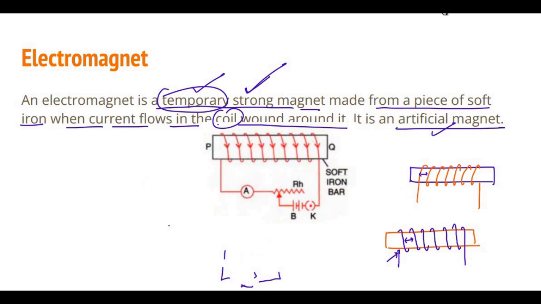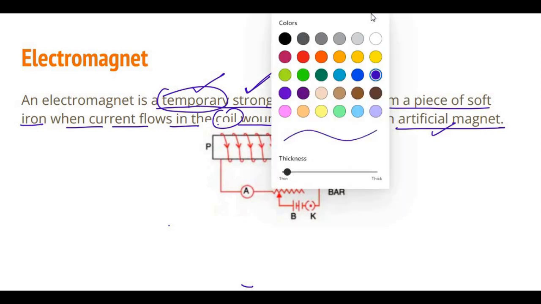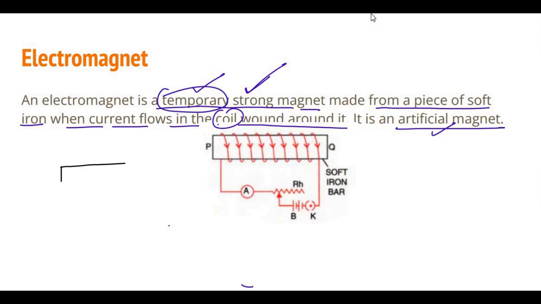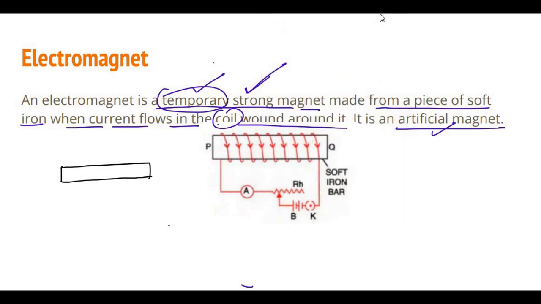Now all of you look at this figure. Let me erase this first of all. See, now look at the figure which I am drawing. I am drawing a soft iron core. It is a material; soft iron is a material. And now I will draw the winding. You see how I am drawing. First of all, I will draw it the way it is drawn in the book.